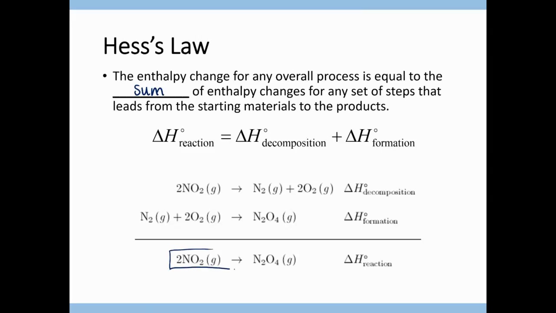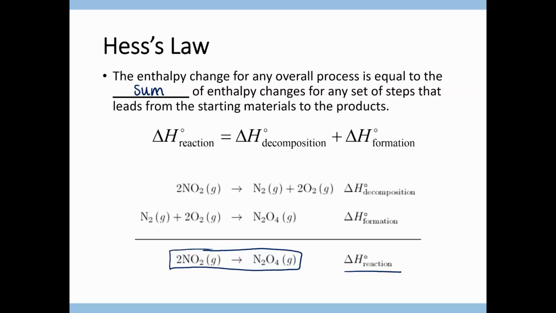So this was the overall, same as the last slide. This is the overall reaction we're looking to find the enthalpy of reaction for, the change in enthalpy for that reaction. Well, if you know the enthalpy of decomposition of the starting material, NO2, to form these two products, and you know the enthalpy of formation of N2O4, starting with these two products, then we can add those enthalpies together, and that gives us the heat of reaction.